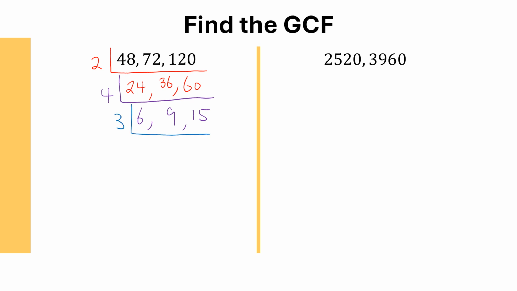So now we have 2, 3 times 3 is 9, and then 3 times 5 is 15. And I can't break down 2, 3, and 5 anymore.